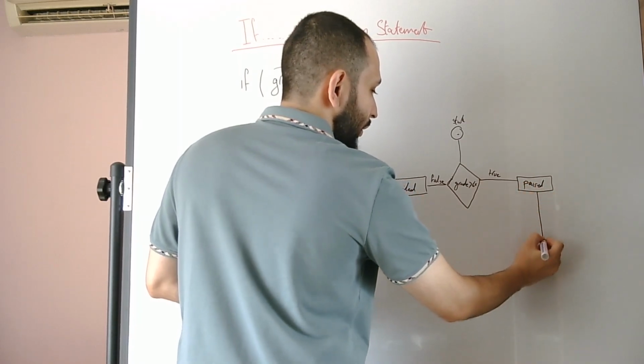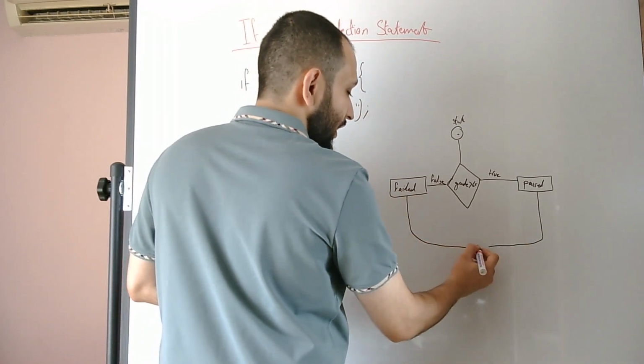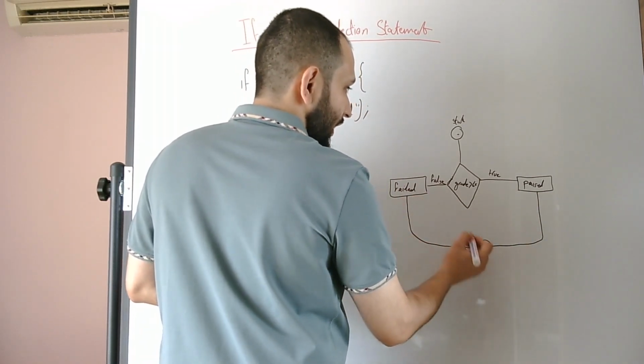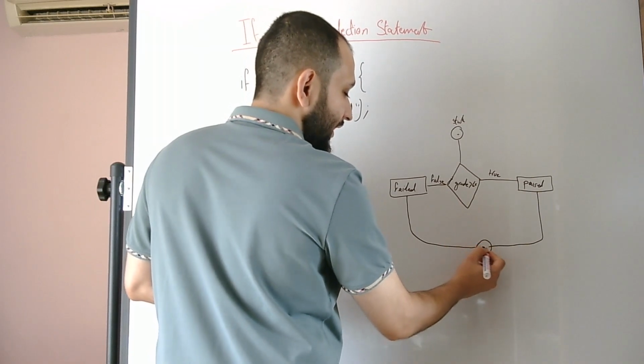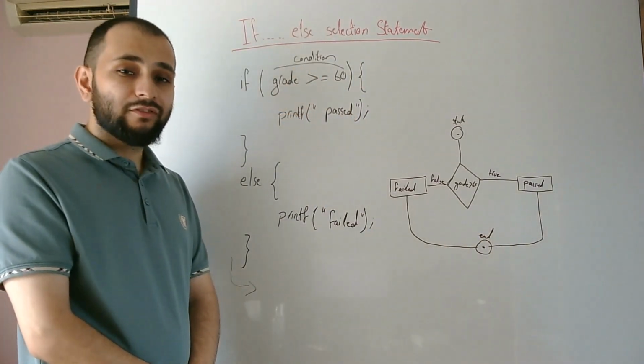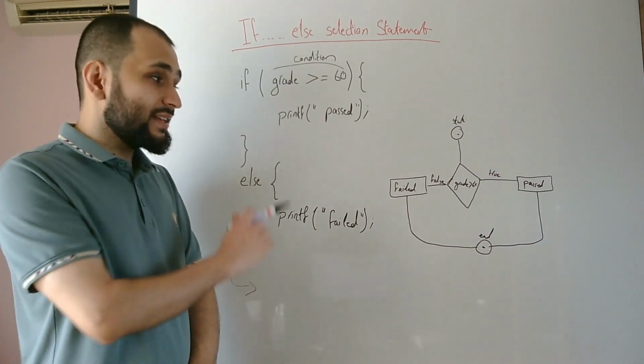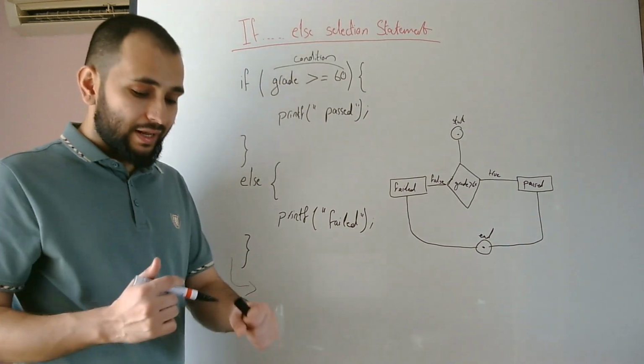And basically both of these paths, after being executed, will finally come to the end of this program. And that's it. That's the flowchart for the if and else statement. Now let's go and see this example once again on my laptop.